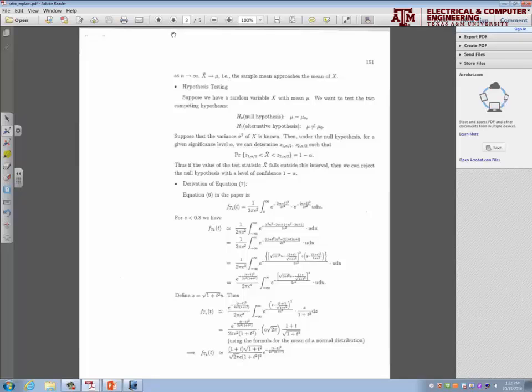The null hypothesis is that the mean is a particular value mu0, and the alternative hypothesis H1 is that mu is different from mu0. Suppose the variance sigma square of x is known. If sigma square is not known, there is a way to handle that. That's where they use the t statistic, not the z statistic. That's the famous t-test.